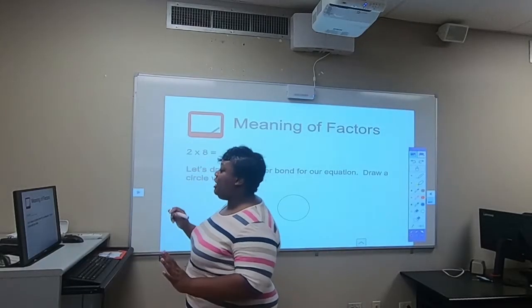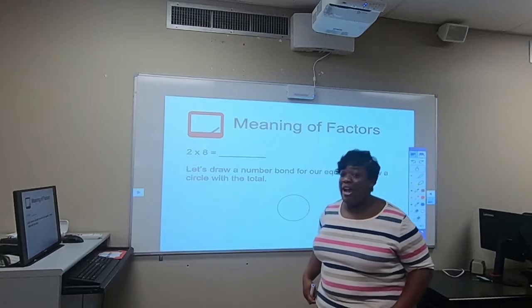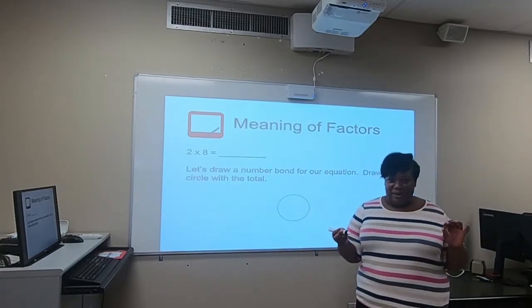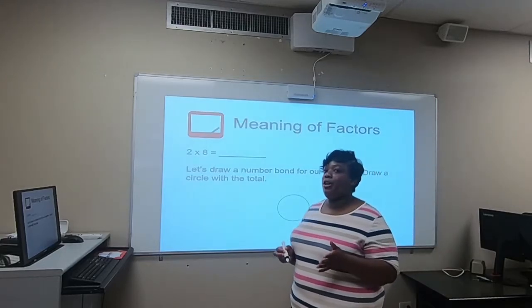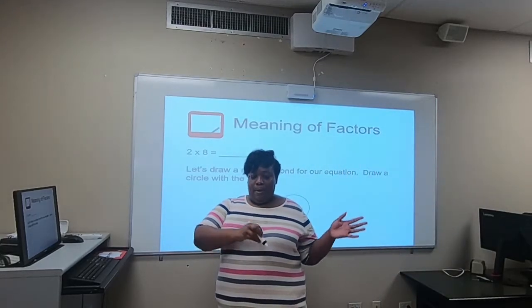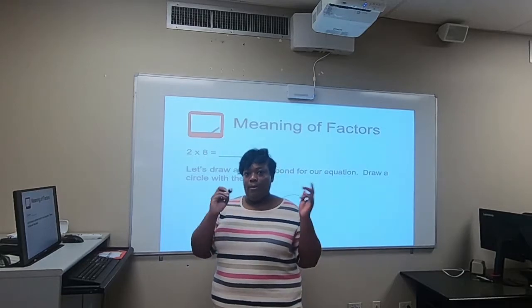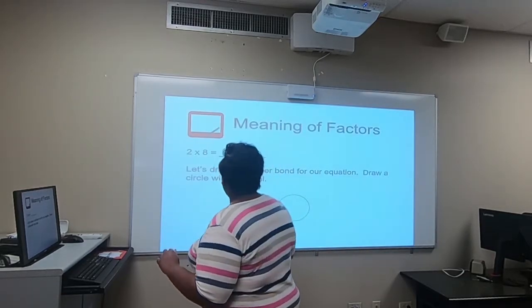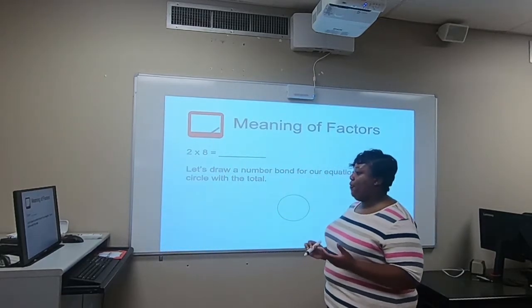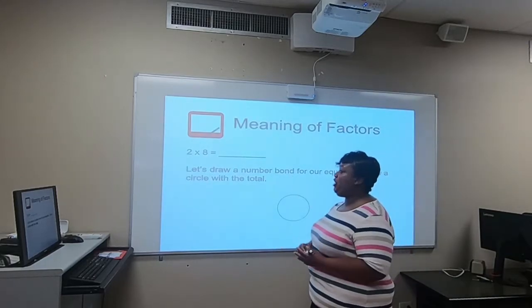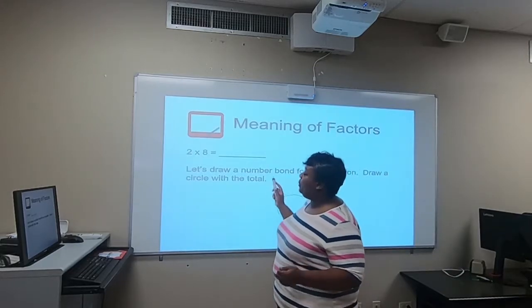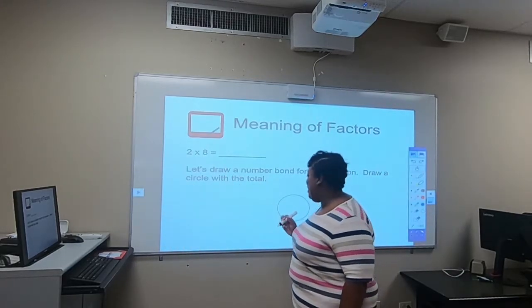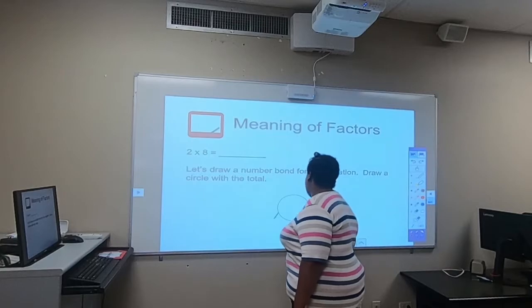Now you guys, let's draw a number bond for our equation. Now, when we're talking about number bonds for multiplication, they're a little different from number bonds for addition, okay? So when we draw a number bond for multiplication, what we want to do is we want the number of groups first. So we have 2 groups, which means I'm going to have 2 stems, as I call them.